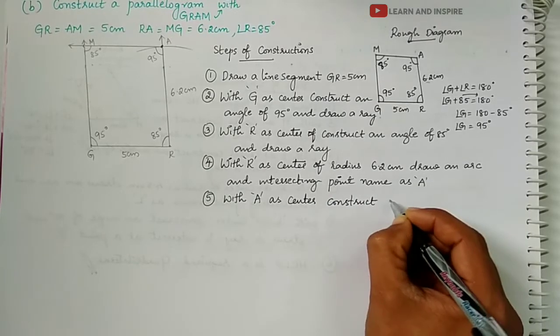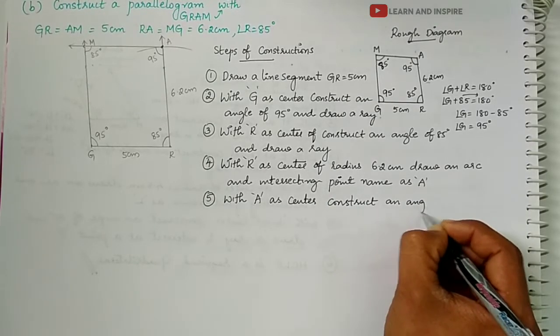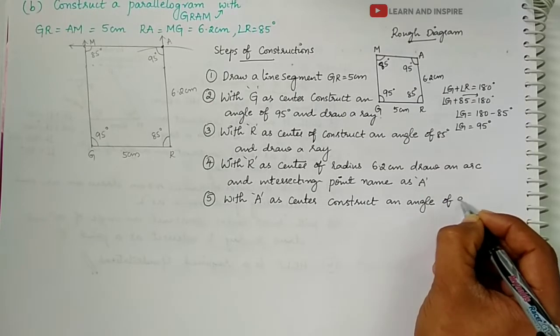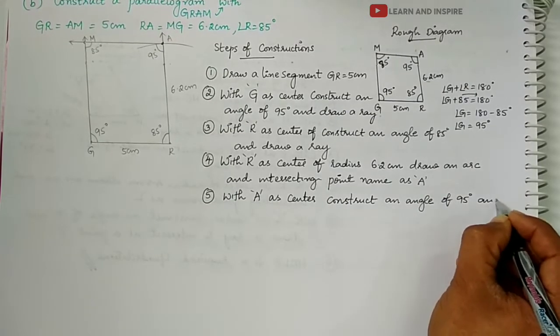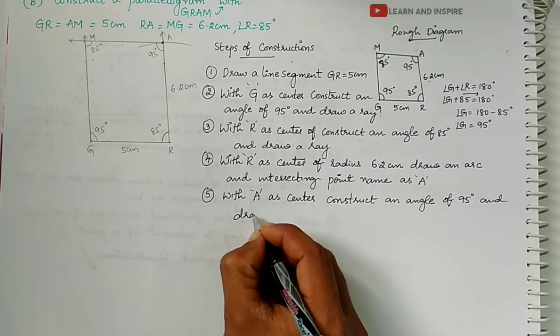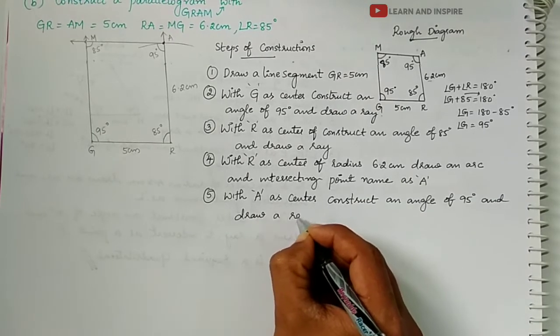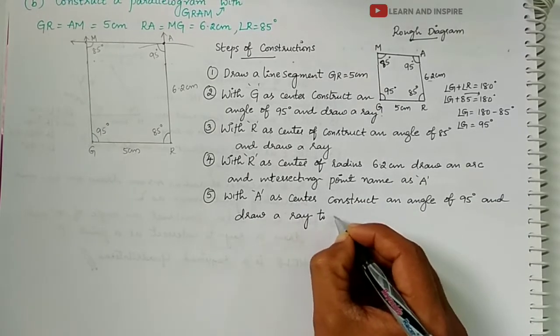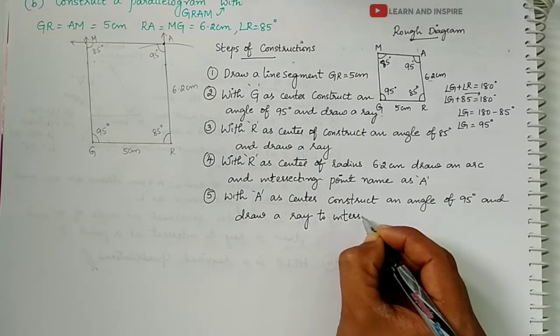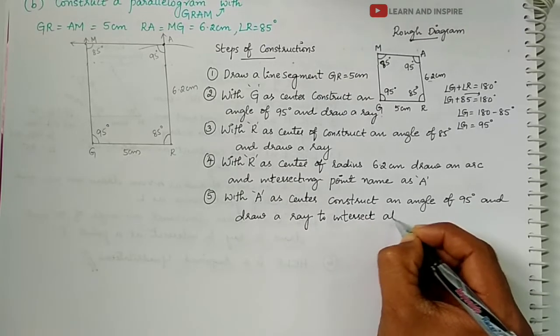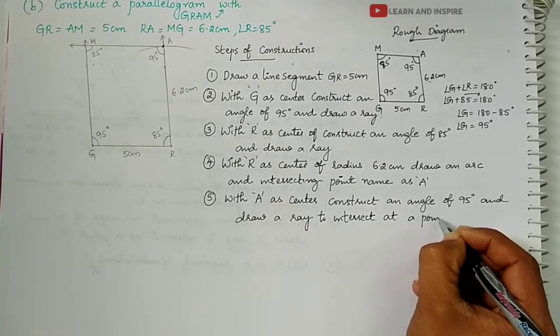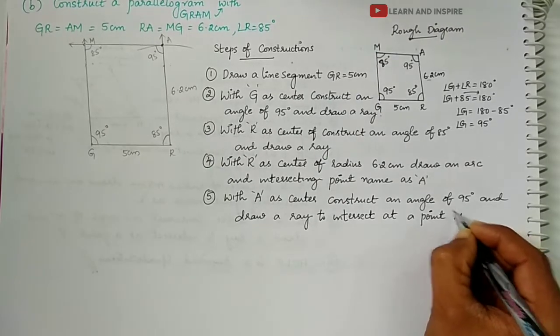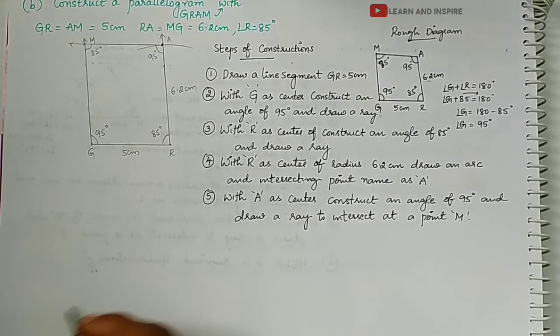Construct an angle of 95 degrees and draw a ray to intersect at a point M.